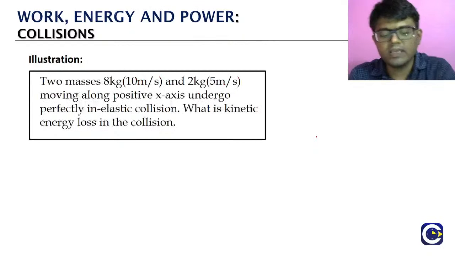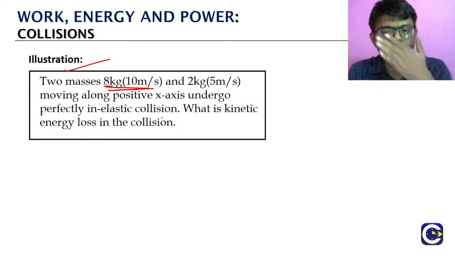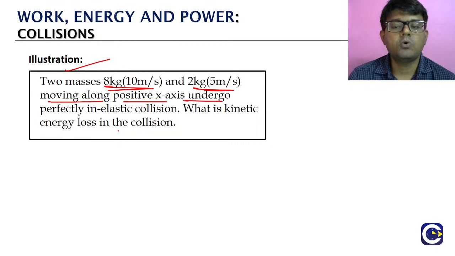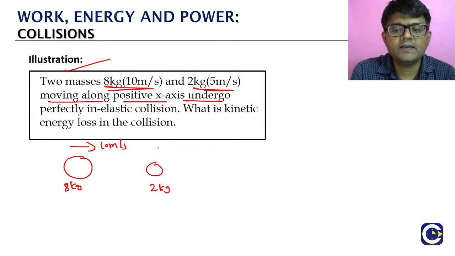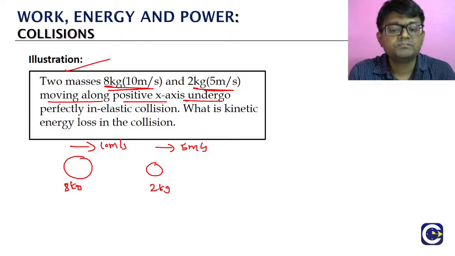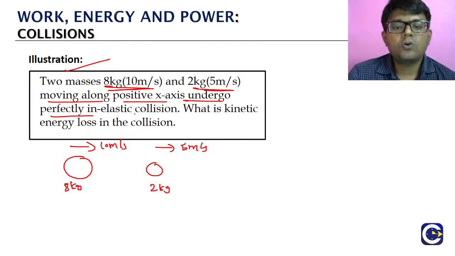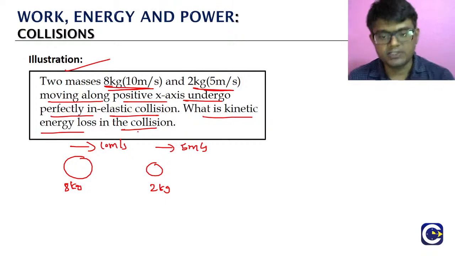Now we can see some questions. Two masses, 8 kg with a speed of 10 meter per second, and 2 kg with 5 meter per second, moving along the positive x-axis, which means both of them are moving in the same direction. This is the 8 kg, this is the 2 kg. You can see the 8 kg is coming faster, so it will be able to come and collide. They undergo perfectly inelastic collision. What is the kinetic energy loss in the collision?